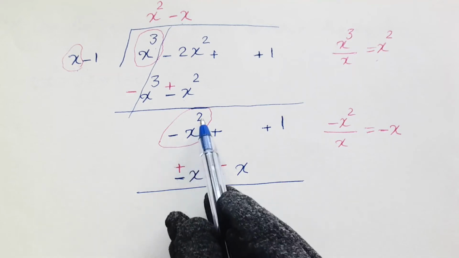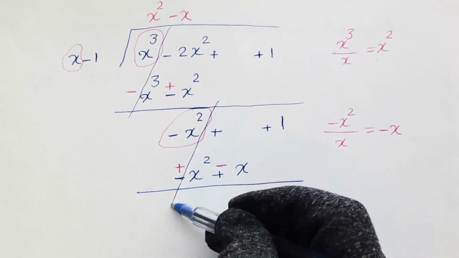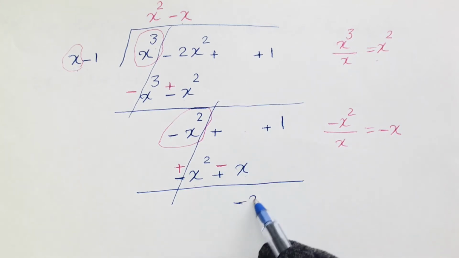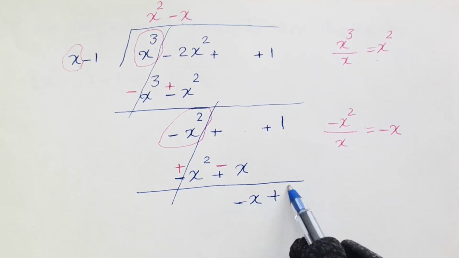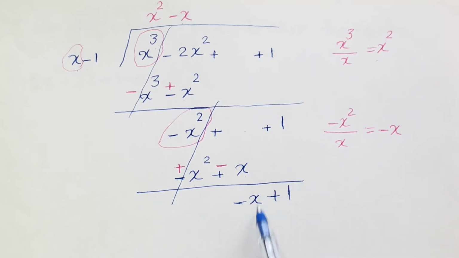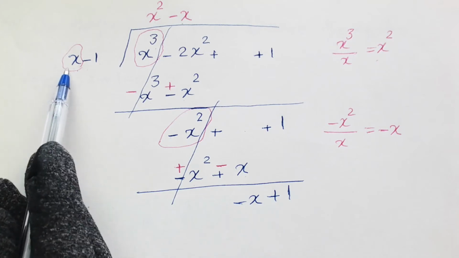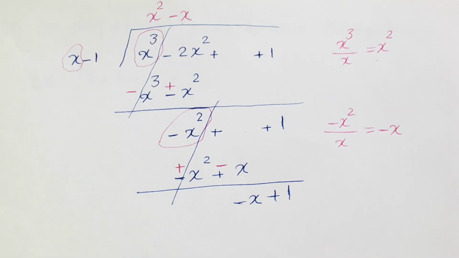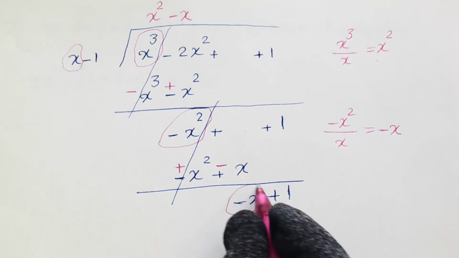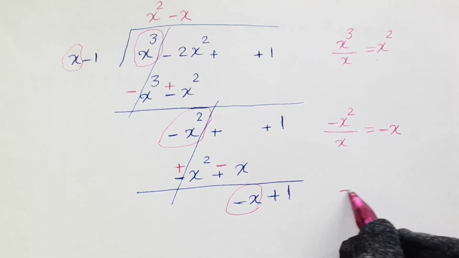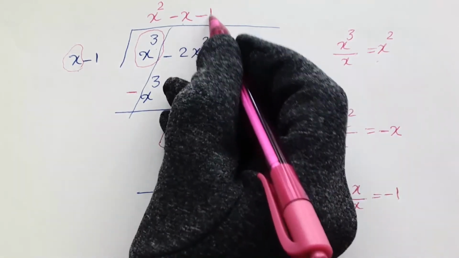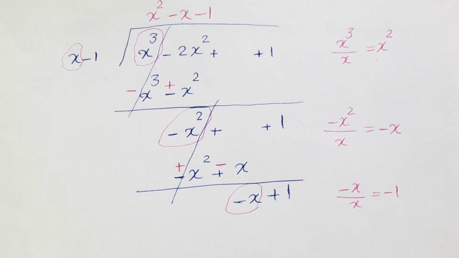Again, negative x squared and positive x squared eliminate each other. Here we don't have anything. Here we have negative x and plus 1. The power of x is 1. It still is not less than the power of the leading term of the divisor. So we need to continue division. This time negative x divided by x, so the answer is negative 1. So negative 1 again is a new term of the quotient.